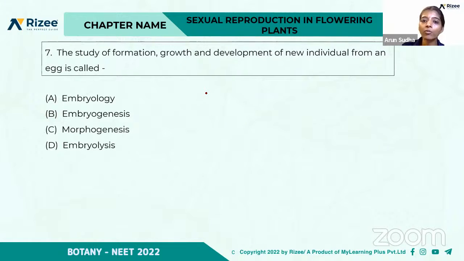The study of formation, growth, and development of new individuals from the egg is called embryology, embryogenesis, morphogenesis, or embryolysis. Yes, it is A, embryology. Embryogenesis is the formation, right? So the study of formation, growth, and development of a new individual is called embryology.